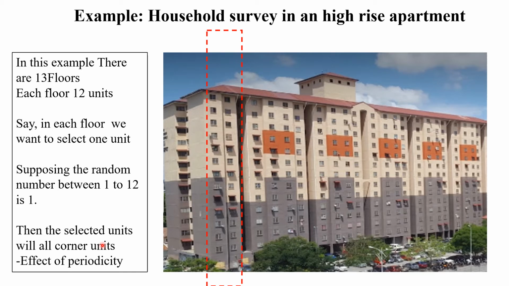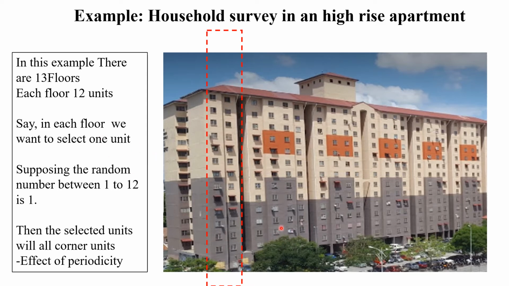We say simple random method, maybe some may not be selected, right? Suppose in this number of units, I do simple random. There's a possibility all the units selected could be the bottom units or the top units. Again, it may not be representative. To be more representative, we went for systematic.